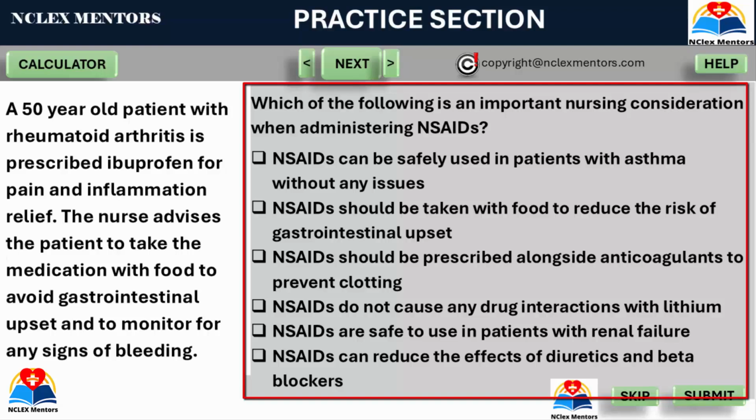Option A, NSAIDs can be safely used in patients with asthma without any issues. Option B, NSAIDs should be taken with food to reduce the risk of gastrointestinal upset. Option C, NSAIDs should be prescribed alongside anticoagulants to prevent clotting. Option D, NSAIDs do not cause any drug interactions with lithium. Option E, NSAIDs are safe to use in patients with renal failure. Option F, NSAIDs can reduce the effects of diuretics and beta blockers.